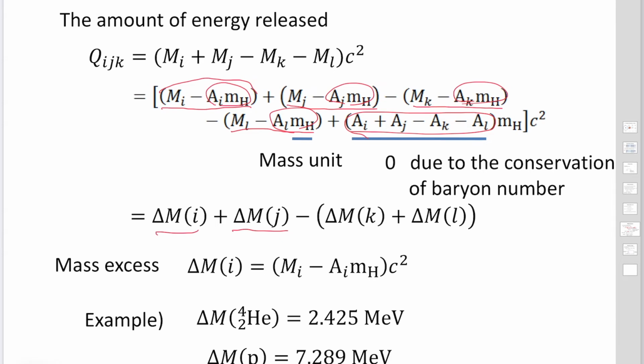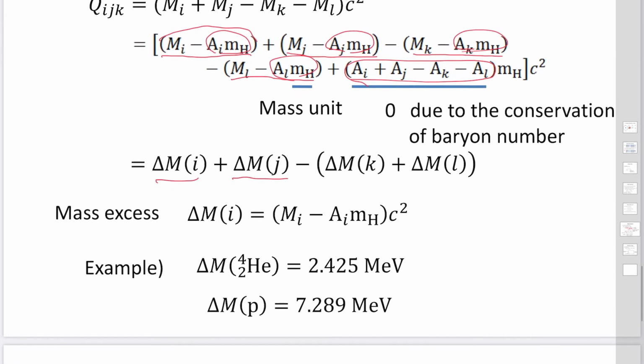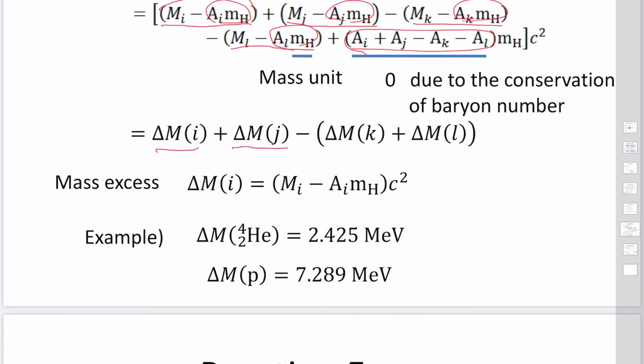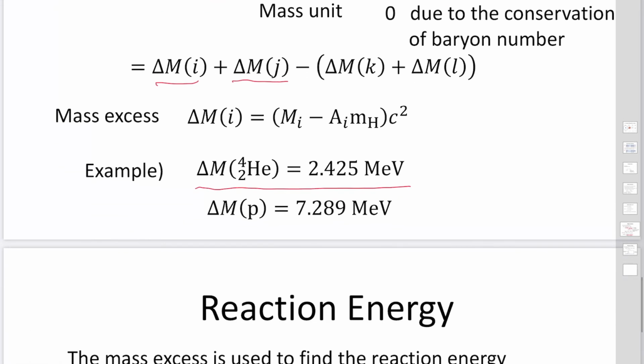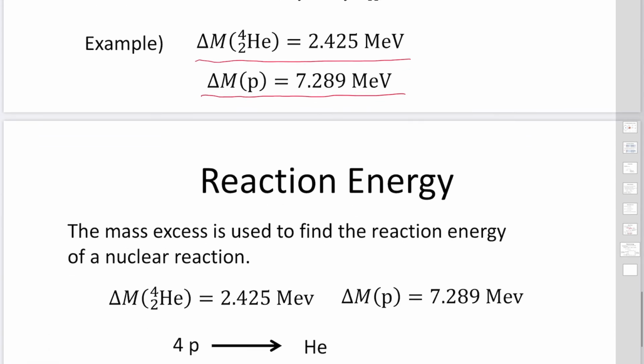So each mass excess, you can look up in the database. For example, in the case of helium-4, the mass excess of helium-4 is 2.425 mega electron volt. For the protons, as I explained, the proton mass is not equal to the atomic mass unit. So we have a delta M sub p. The proton has 7.289 mega electron volt. So when you want to calculate energy produced in nuclear reactions, you can draw this type of graph.